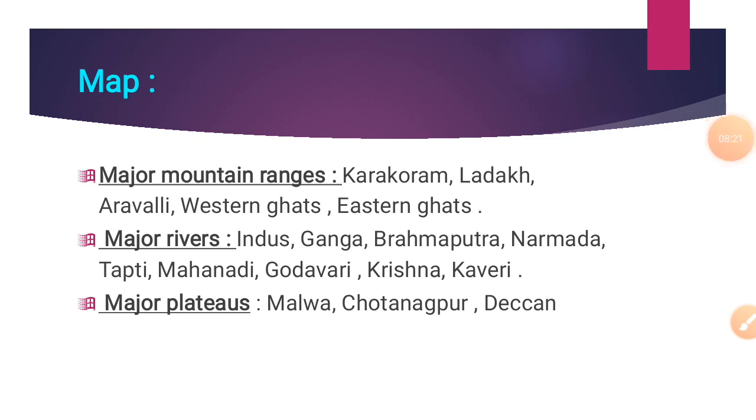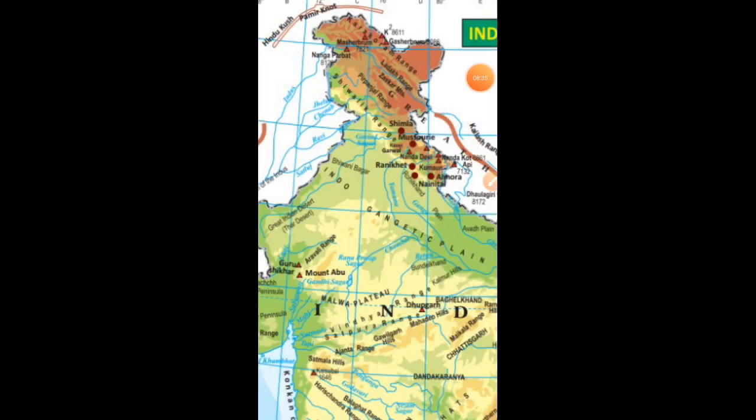Next we will see the important places in the map. The first are the mountain ranges: Karakoram range, Ladakh range, Aravalli range, Western Ghats and Eastern Ghats. Students, note down, these are the important places which will be asked repeatedly. The first one is the Karakoram range, so here you have to mark the Karakoram range. The next is the Ladakh range, which is next to the Karakoram range.